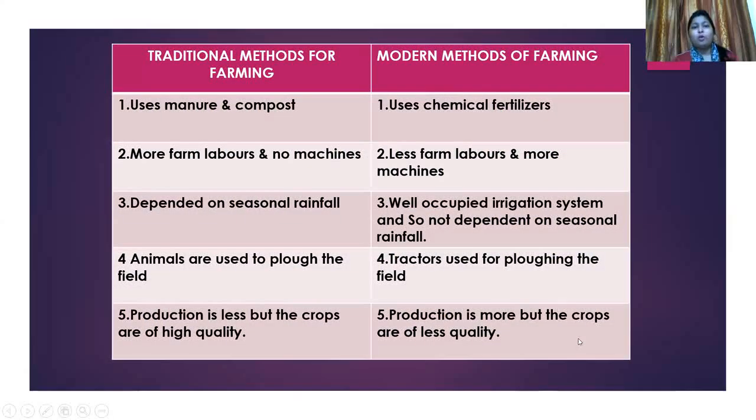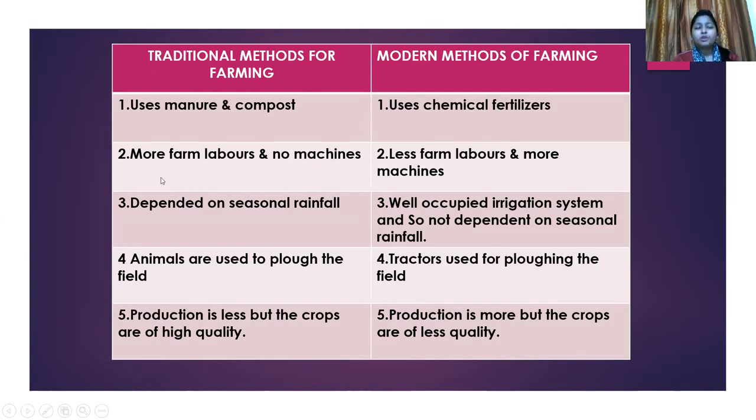Next, it's an overview of all the differences that we have talked about. There can be more differences added to it as per your understanding. As I've told you that traditional methods of farming are less expensive, whereas modern methods of farming are the most expensive techniques of production. So it's just a review. You can see that we have already talked about uses of manure and compost in traditional methods of farming, and in modern methods of farming, we use chemical fertilizers.